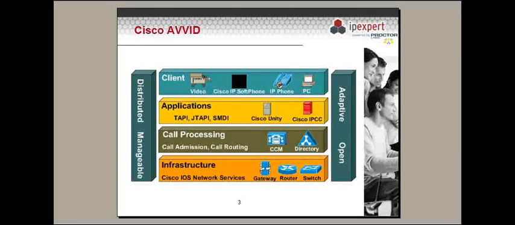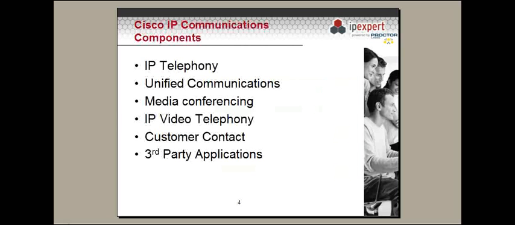Our applications layer. Applications are physically independent from the call processing and infrastructure layers. That is, they may reside anywhere in the network. The client layer. This brings applications to the user, whether the end device is a Cisco IP phone or a PC running IP softphone or communicator, or a PC delivering converged messaging.